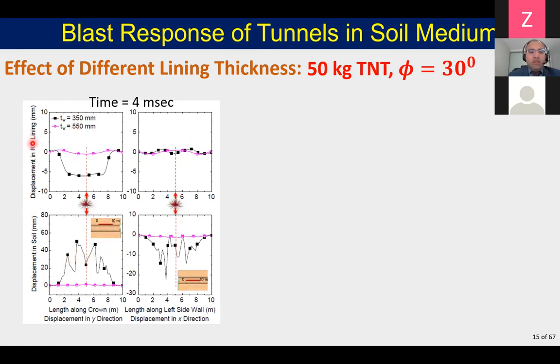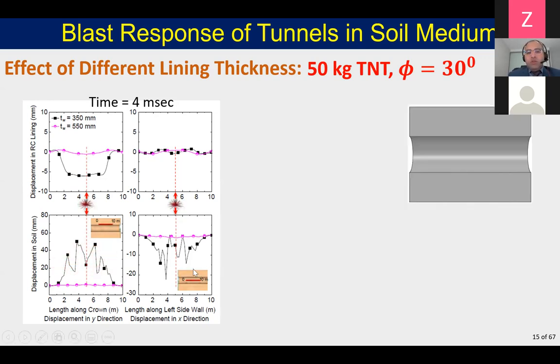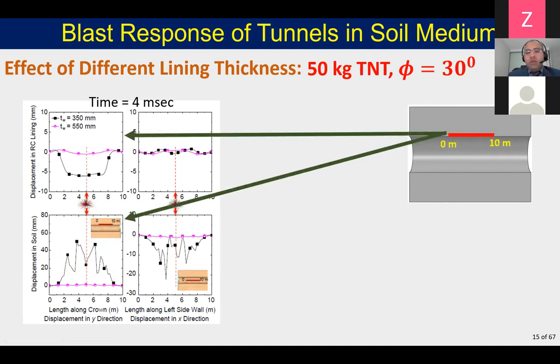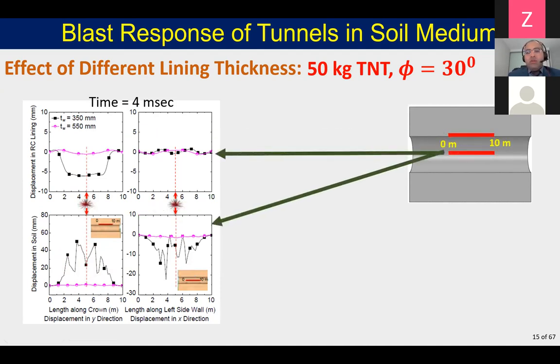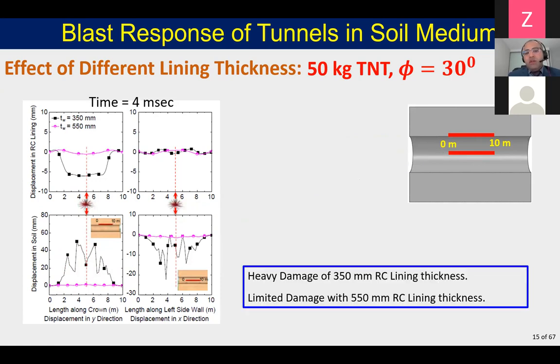And that's the displacement in the reinforced concrete lining. Then this is the displacement in the soil. So you can see when you're going towards the charge with the lesser thickness lining, because the lining got damaged, the charge released the shockwave towards the soil, and then you're getting higher mesh deformation. And this is the same thing here. So this is about the effect of different lining thickness on the blast response behavior of your tunnel infrastructure.